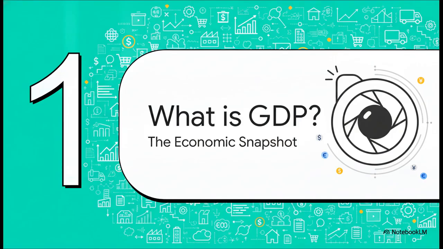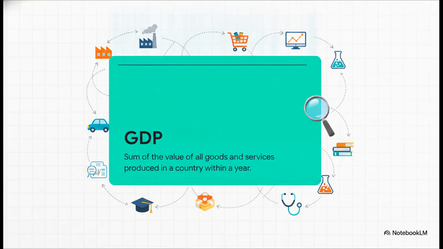So, Section 1, what is GDP? The snapshot. Gross domestic product, or GDP, is essentially the sum of the value of all goods and services produced in a country within a single year. Practically speaking, economists calculate this by taking the price of a good, multiplying it by the quantity produced, and then adding that up for absolutely everything an economy creates.